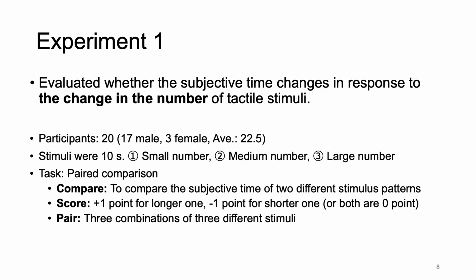At the scoring, 1 point was given to the longer stimulus pattern, -1 point was given to the shorter stimulus pattern, and 0 point was given to both stimulus patterns that felt the same. This trial was conducted for 3 pairs, in which 2 patterns were paired from 3 types of stimulus patterns. Note that the same pair was verified twice by switching the order of perception of 2 stimulus patterns.